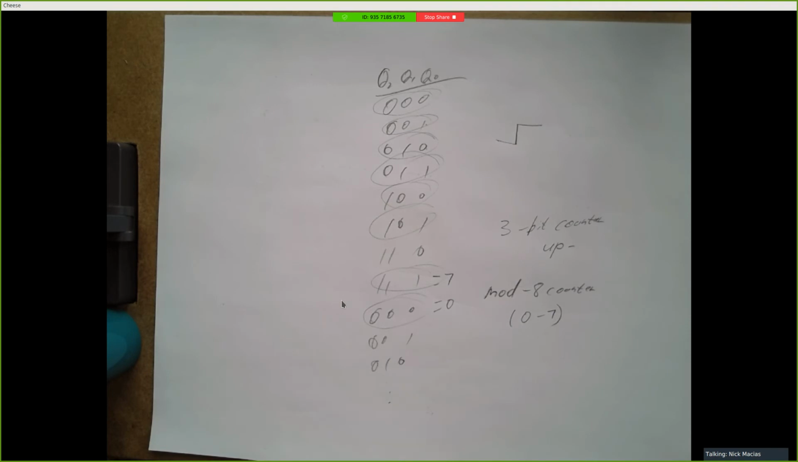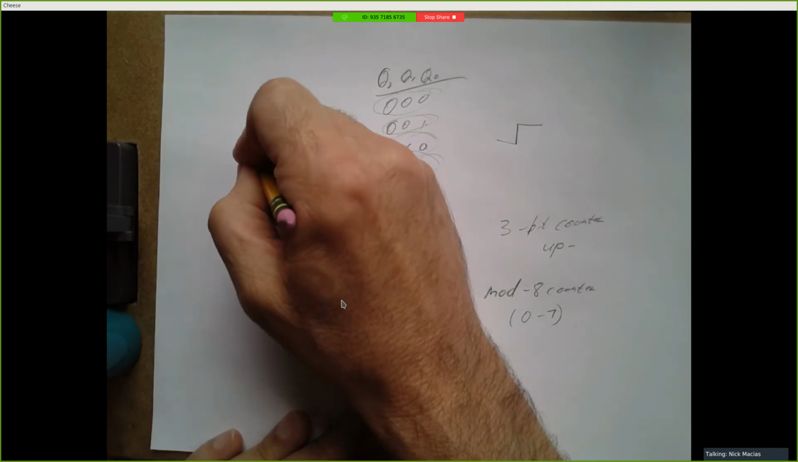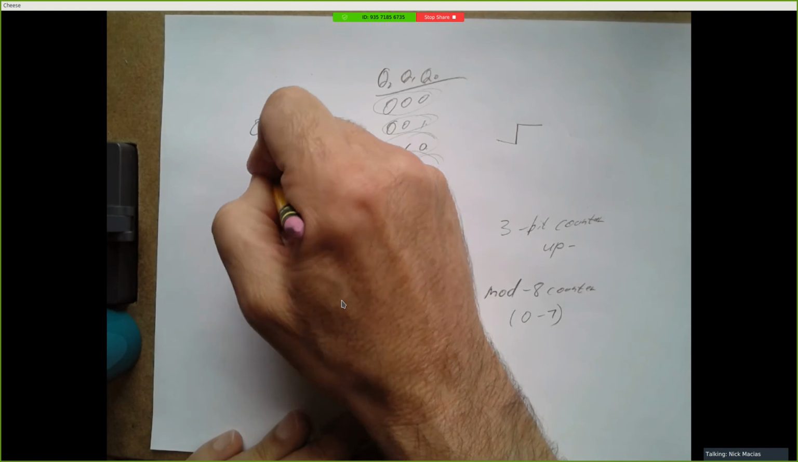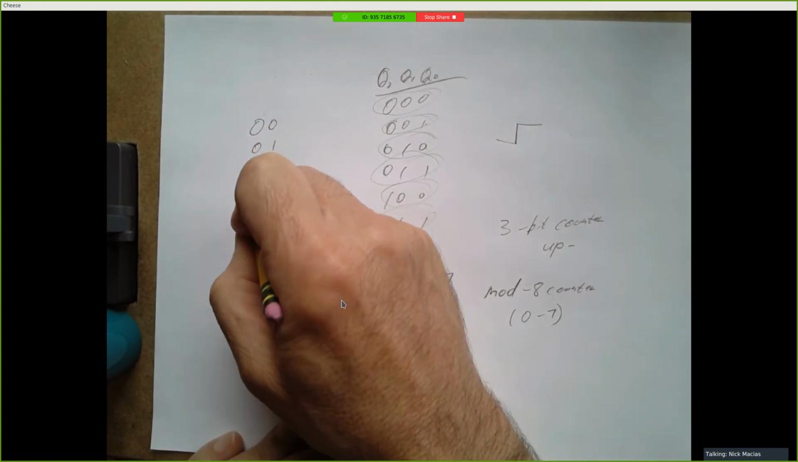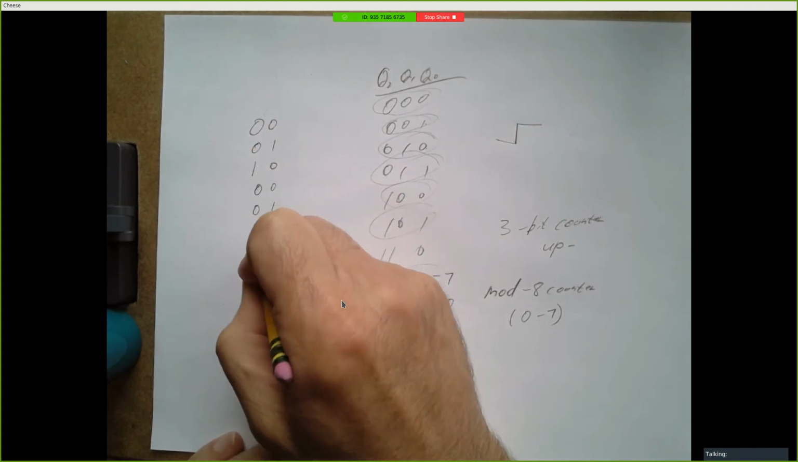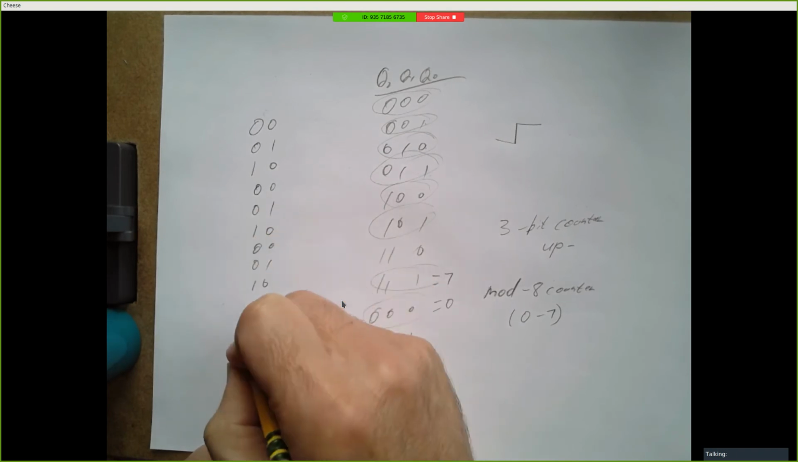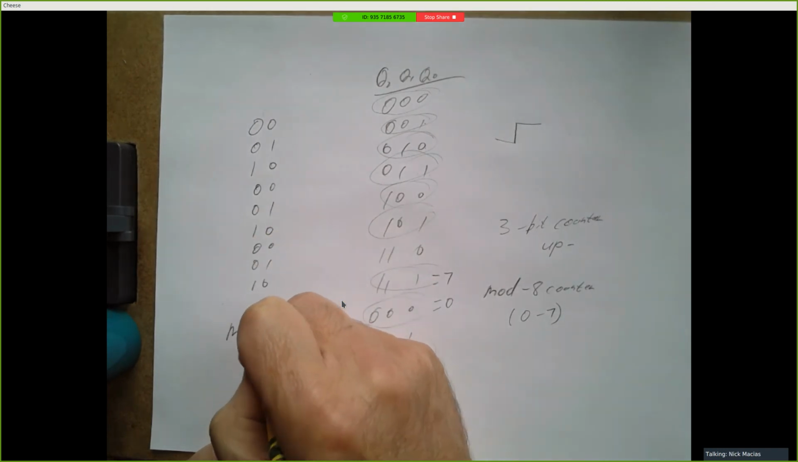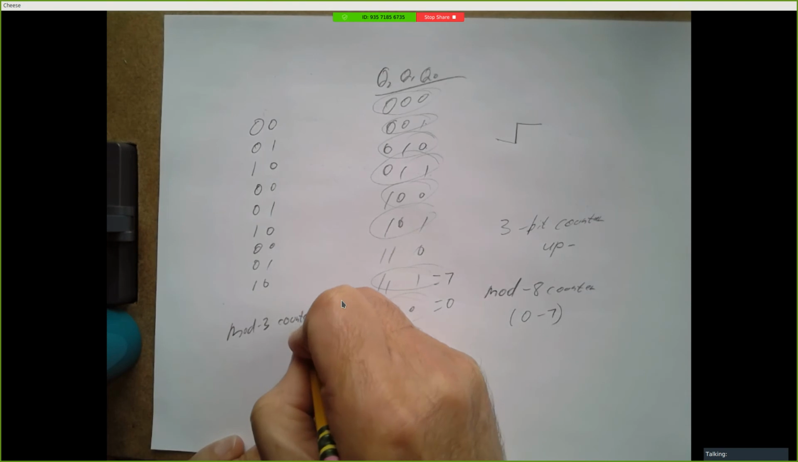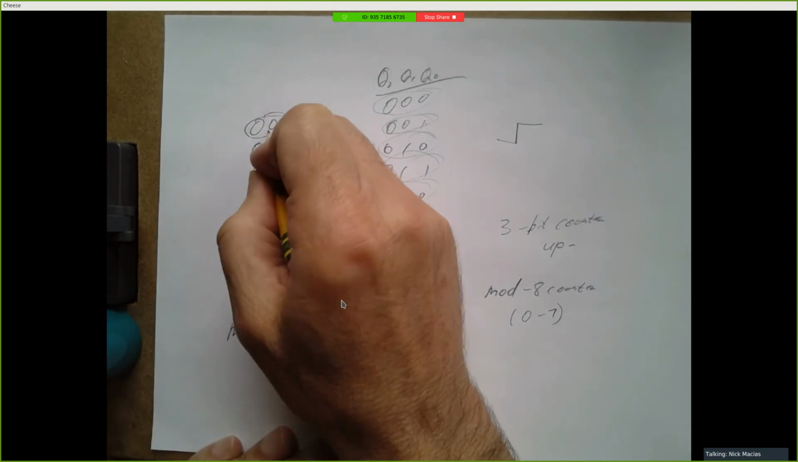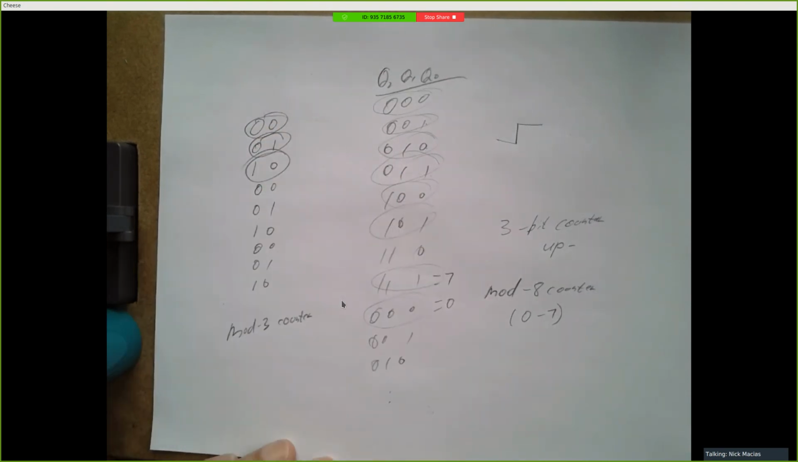A modulo 3 counter would count something like this: 0, 0, 0, 1, 1, 0, and then it would go back to 0, 0, 0, 1, 1, 0, and so on. So that's a modulo 3 counter. And the other way to think of it is there are 3 distinct outputs that you get in this counting sequence.